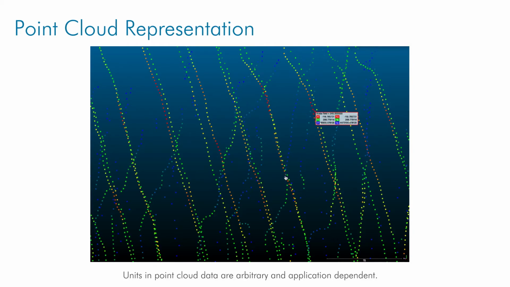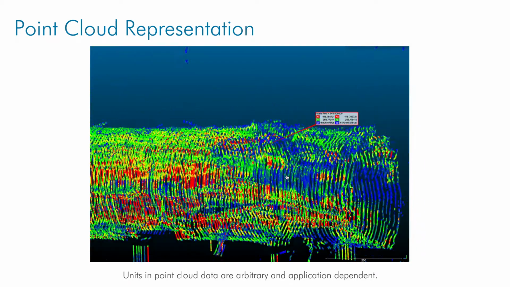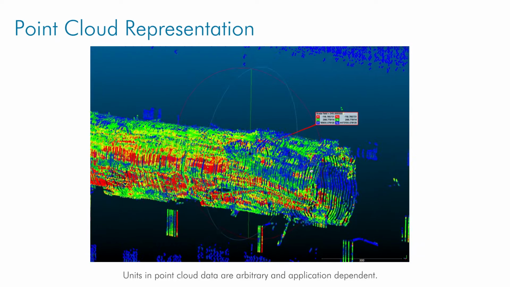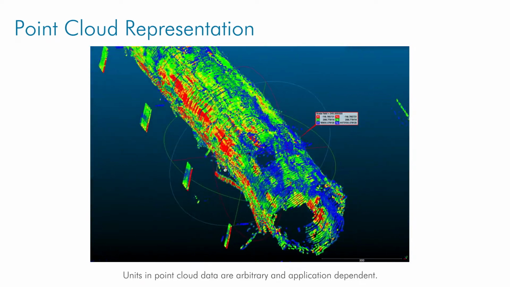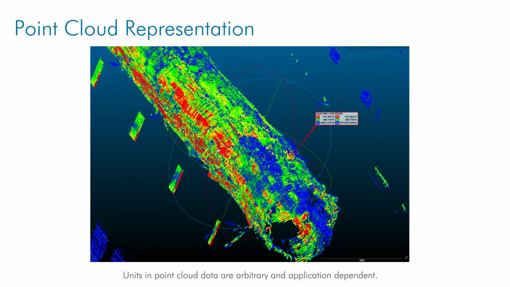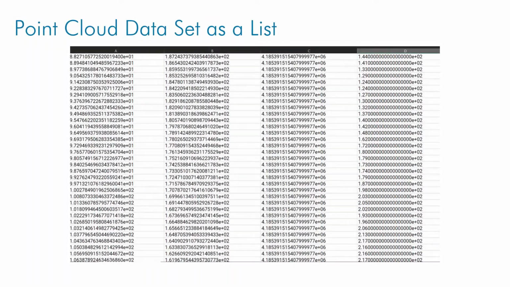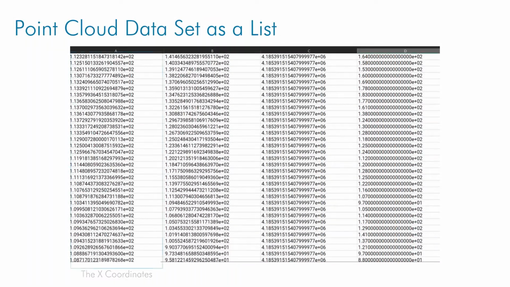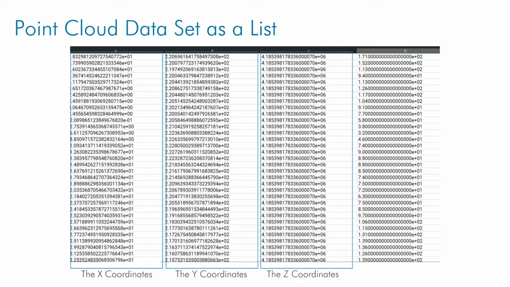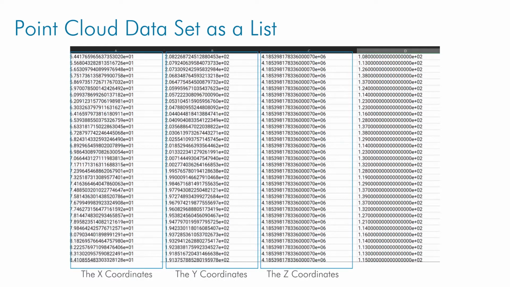both big and small. From kilometers to nanometers, the units are arbitrary and application dependent. When viewed visually via software, a point cloud may look complex or complicated, but the underlying data representation is quite simple. A list, where each row identifies 3 coordinate values for each point.